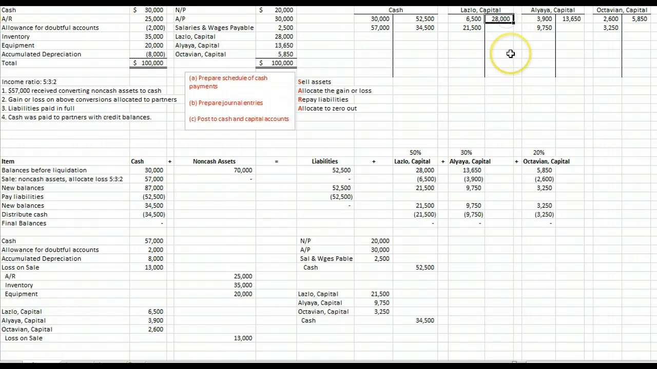This is the beginning capital account here. This is the loss on the sale of the assets. And this is the final cash being distributed to the partners. So that's really all there is to winding down a partnership.